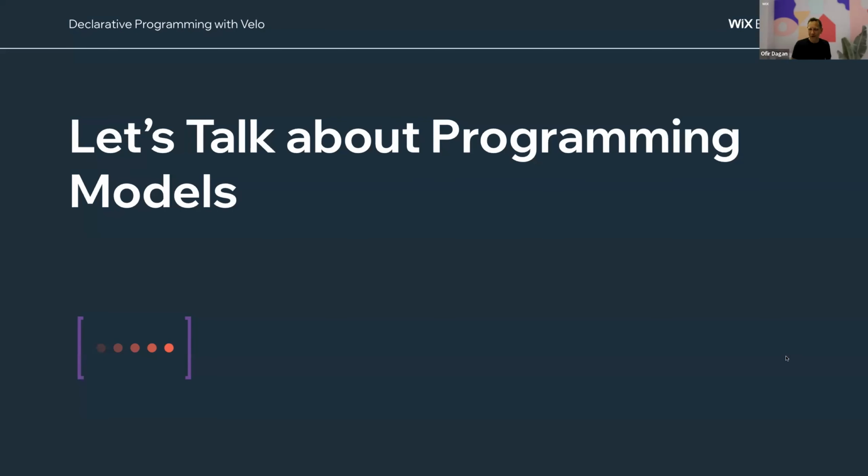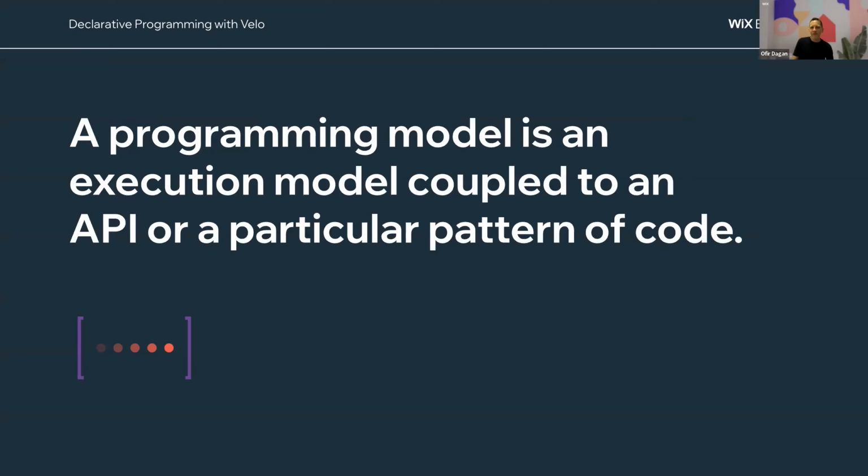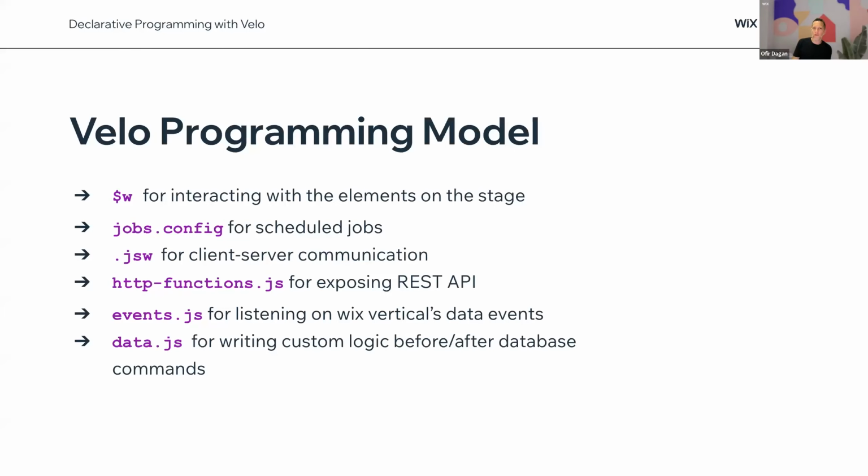Okay, so I want to start and talk to you about programming models. So what is a programming model? A programming model is an execution model coupled to an API or particular pattern of code. This seems maybe a little bit vague or unclear, so I'll try to break it down and give you some real life examples.